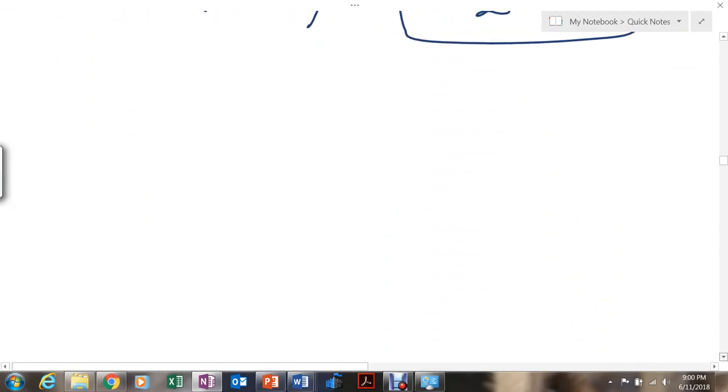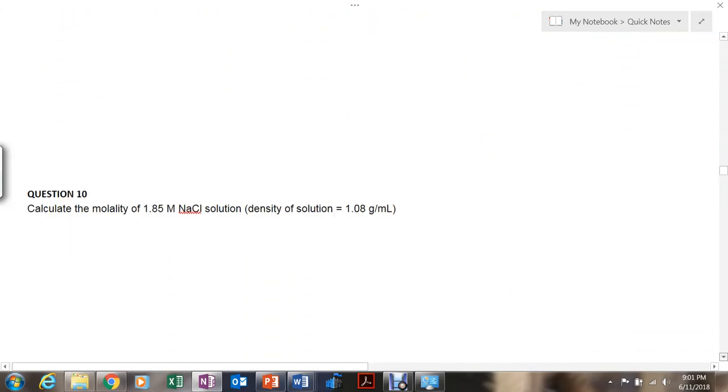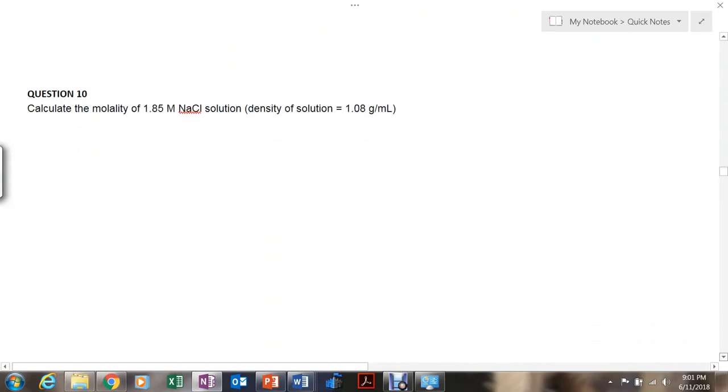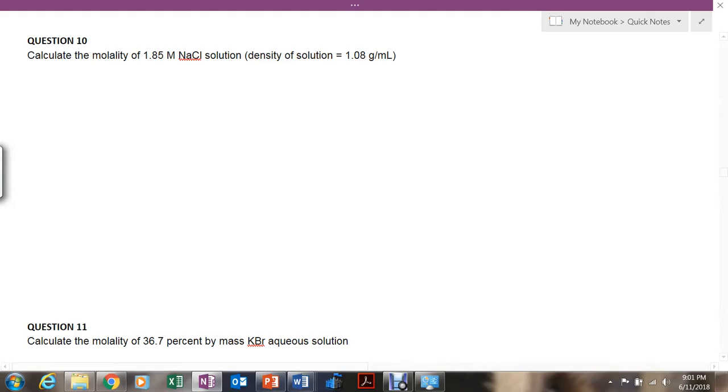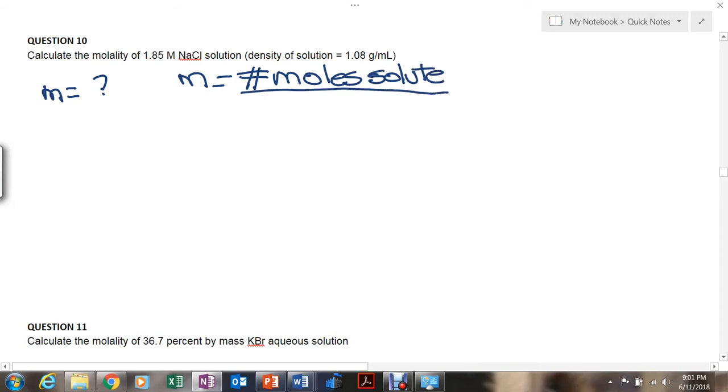These are short ones. Okay, calculate the molality, lowercase m, remember, lowercase m. And molality, by the way, the formula, I'm not going to give these formulas, is number of moles of solute divided by kilograms of solvent.